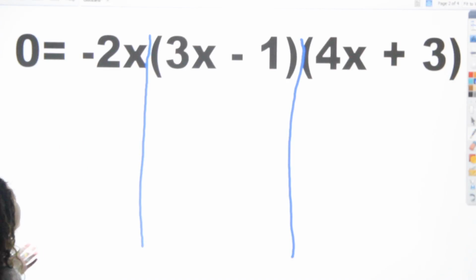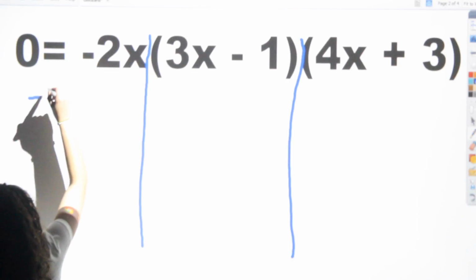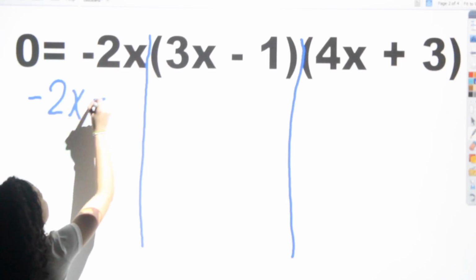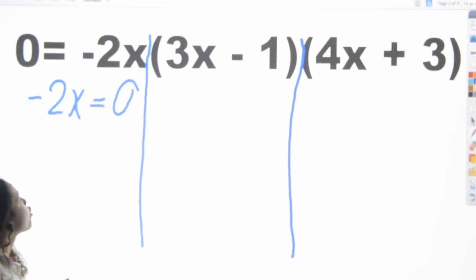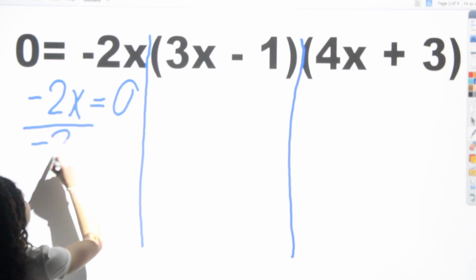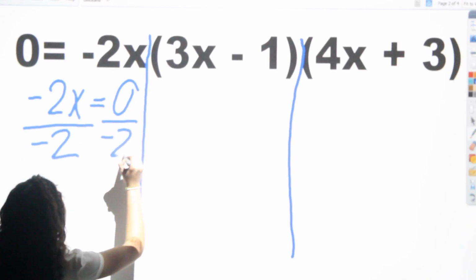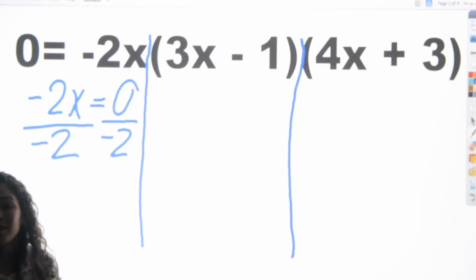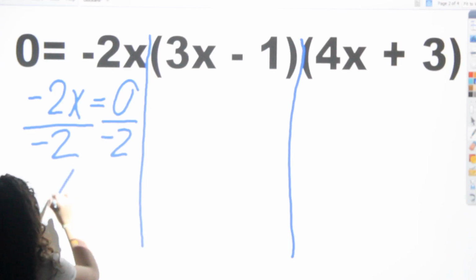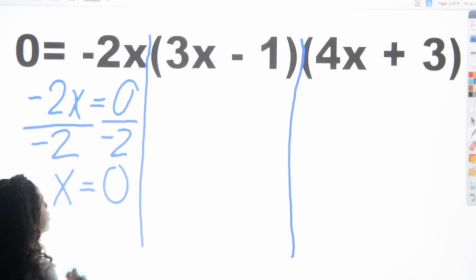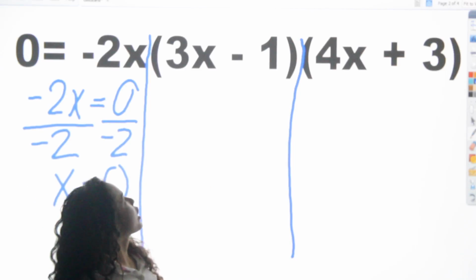All right, so a negative 2x. So negative 2x equals 0. So you're going to divide by negative 2 on both sides. But 0 divided by negative 2 is still 0, so x equals 0, right? And now we're going to continue to this side.